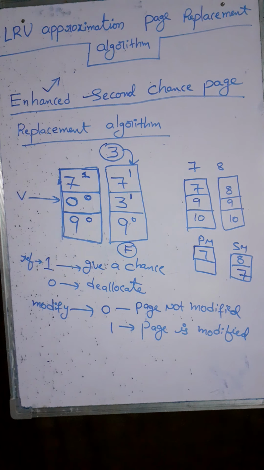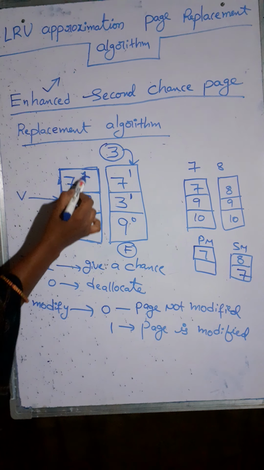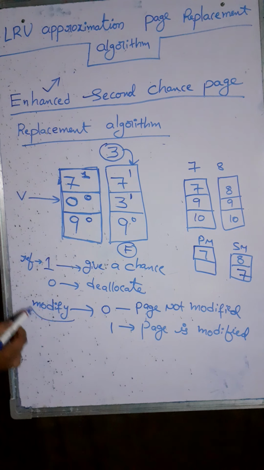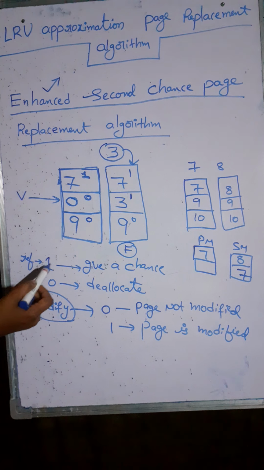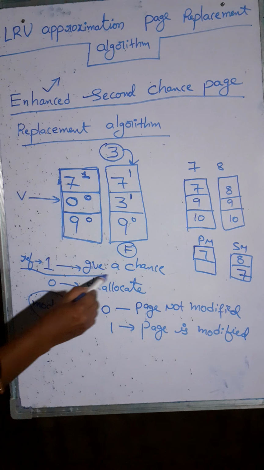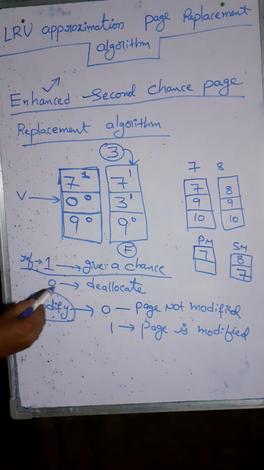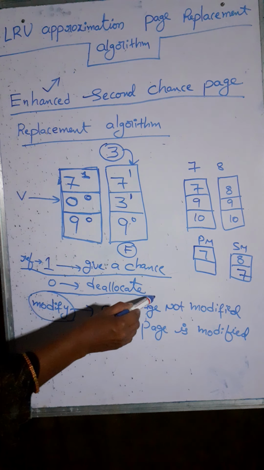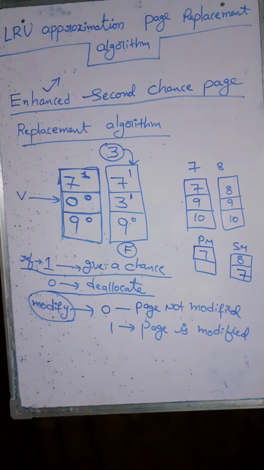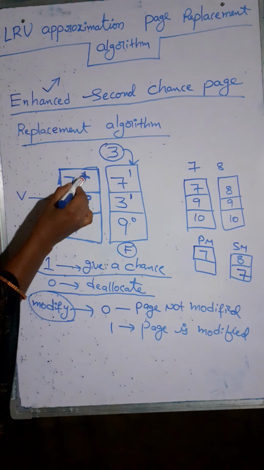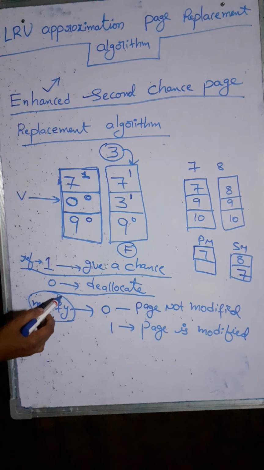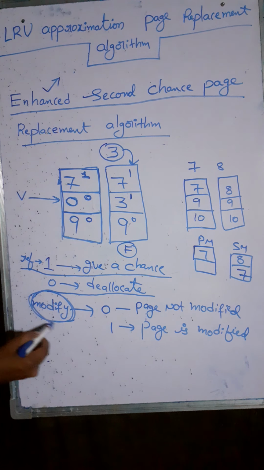In the enhanced second chance page replacement algorithm, along with the reference bit, we will use another bit called the modify bit. In the second chance page replacement algorithm, while choosing the victim frame, we check the reference bit. If the reference bit is 1, we give a chance to that frame. If the reference bit is 0, then we can deallocate the memory space of that frame, right? But in the enhanced second chance, along with the reference bit, we will use another bit called the modify bit. So first let us discuss some points about the modify bit.